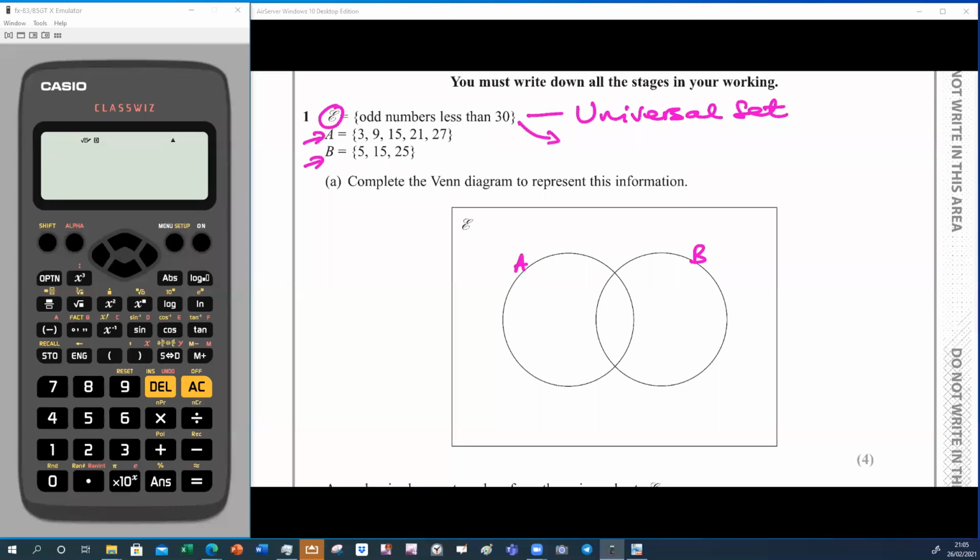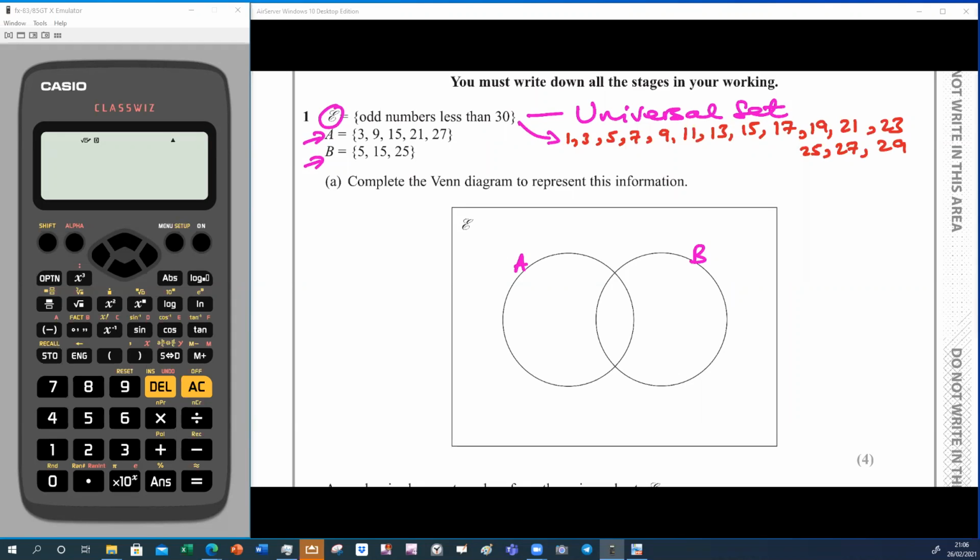Can you give me the odd numbers less than 30, please? What are they? 1, 3, 5, 7, 9, 11, 13, 15, 17, 19, 21. Okay, it's going to be less than 30, so we can keep it going. 23, 27, 29. Okay, so those are all the numbers that should be in the question in total, not more than those numbers. Now A is 3, 9, 15, 21, 27, and B is 5, 15, 25.